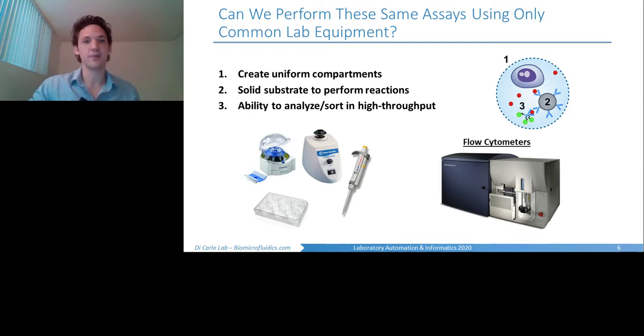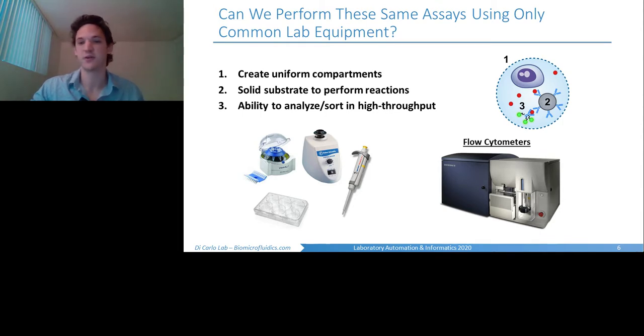And what do I mean by common lab equipment? By that, I mean really common. So micropipetters, vortexer, centrifuge, well plates even. And this can also include more technically complex instruments, things such as flow cytometers, for example.